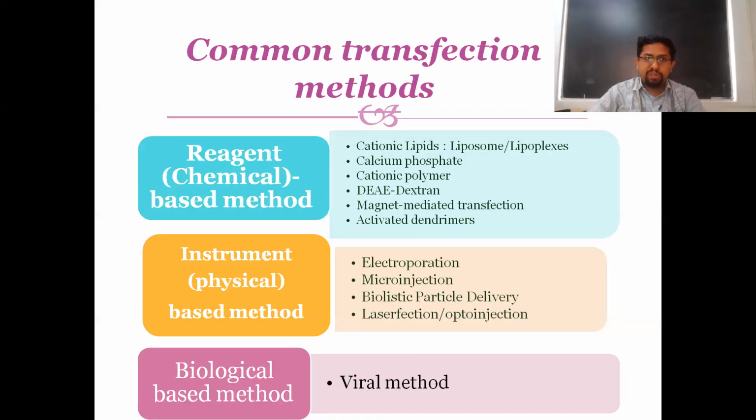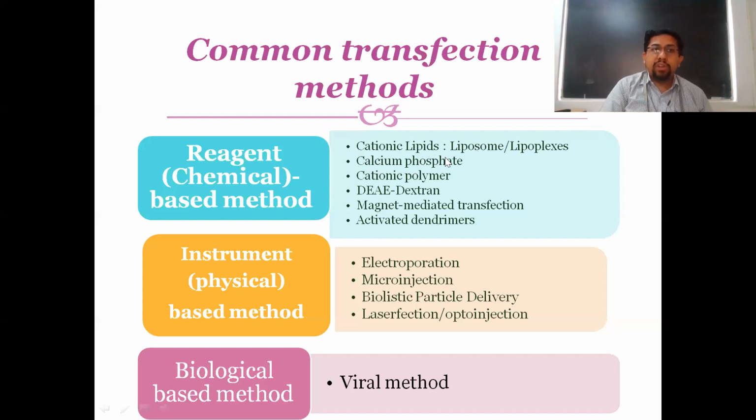One is chemical-based methods. So use certain chemicals in order to perform your method of transfection. They're usually cationic lipids. This is also called lipofection. You can use calcium phosphate or calcium chloride. Calcium chloride is what is used for bacterial transformation. Calcium phosphate is used to precipitate DNA and introduce it into your target cells.